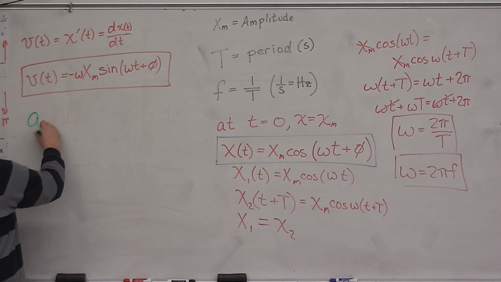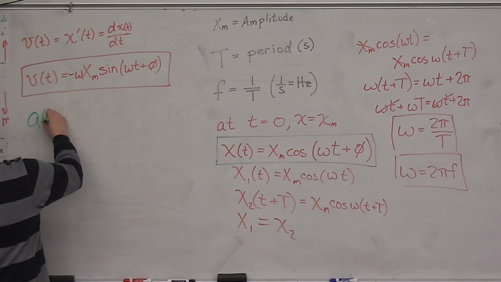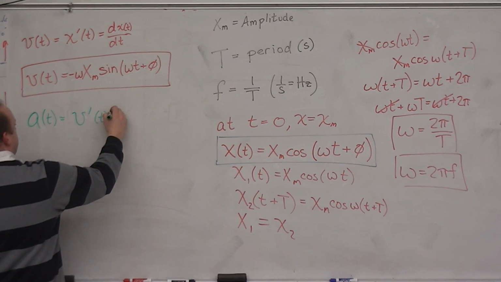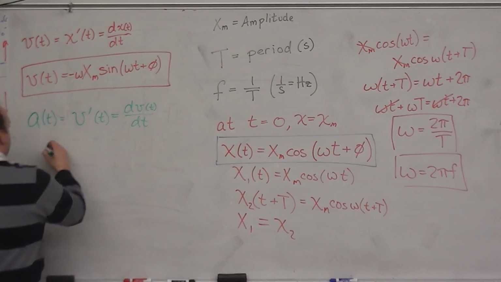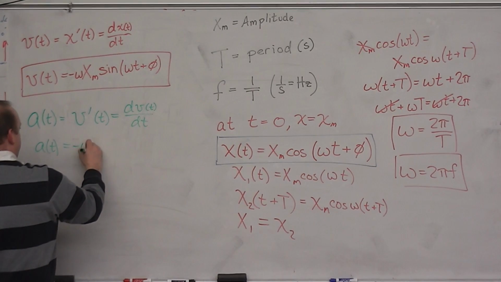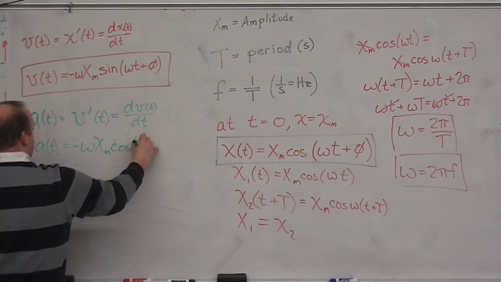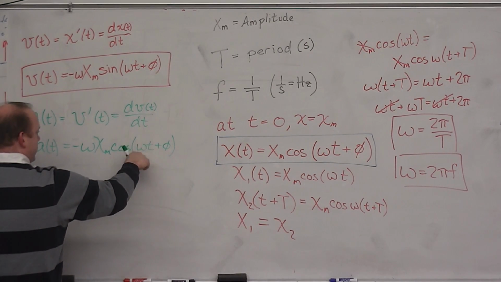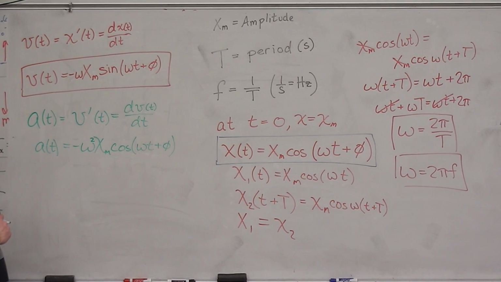Acceleration is a function of time. This is going to equal the derivative of velocity with respect to time, dv/dt. So my acceleration as a function of time will equal the derivative of this. So I've got negative omega x_m, derivative of sine is cosine of omega t plus phi, times the derivative of this. Again, phi is constant, derivative of omega t is omega, so this is negative omega squared x_m cosine of omega t plus phi.